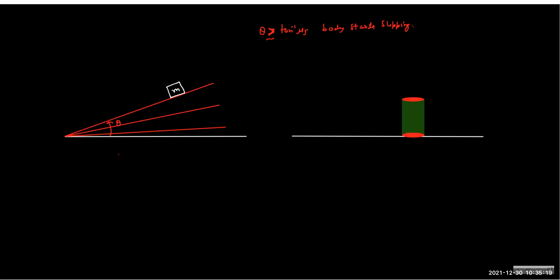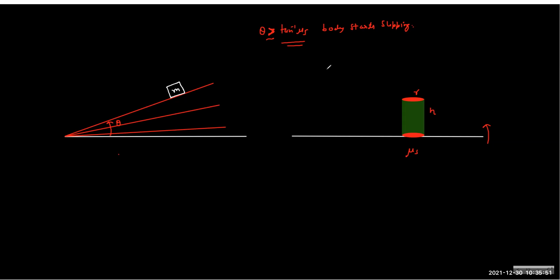And the cylinder will have some height h and a radius r. Now, what happens if I start tilting the plane slowly? It is quite possible that the body may topple before it will slip. So if the angle at which the toppling occurs is less than tan inverse mu s, then toppling happens before slipping begins. Correct?